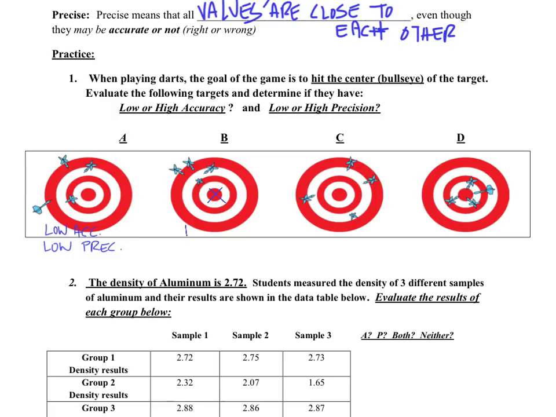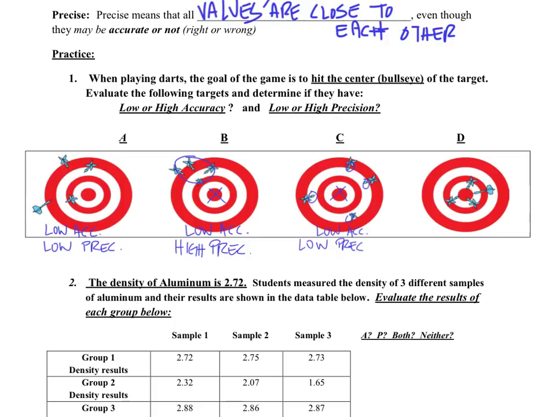If I look at B, none of them hit the bullseye. Okay, so they have low accuracy. But they are all very close together in a group. This would be a high precision throw. And when I look over here at the next one, again, not a single one hit the bullseye. So low accuracy. And I've got one here, here, here, here. They're not very close together. That's low precision.